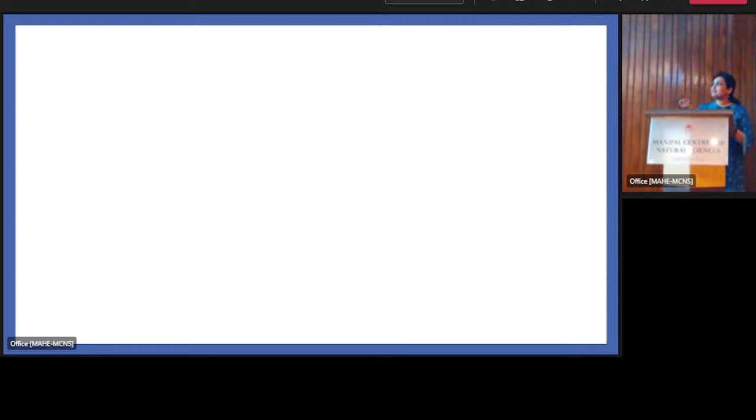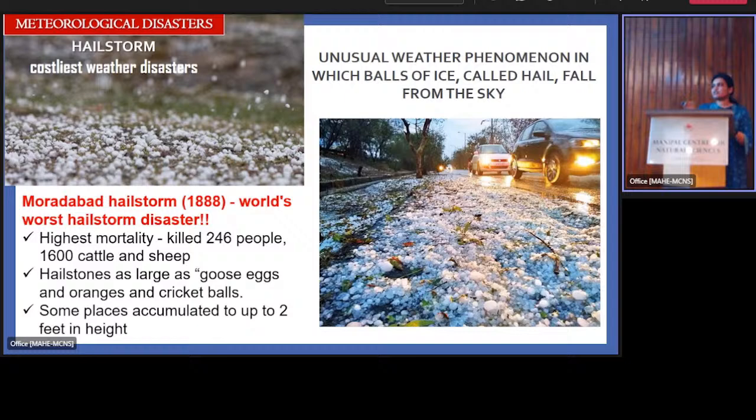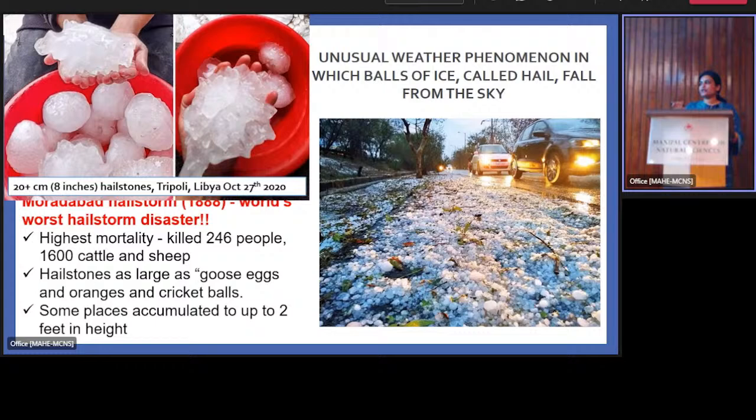Another is hailstorm. This is the unusual weather phenomenon where walls of ice fall from the sky. The deadliest hailstorm was recorded in 1888 in Moradabad, and the hailstones were as large as goose eggs. In some places it accumulated up to 2 feet high. If a 2 feet high wall of ice falls, it's one of the costliest disasters actually. It breaks and damages the entire infrastructure, all property, and also leads to several deaths.